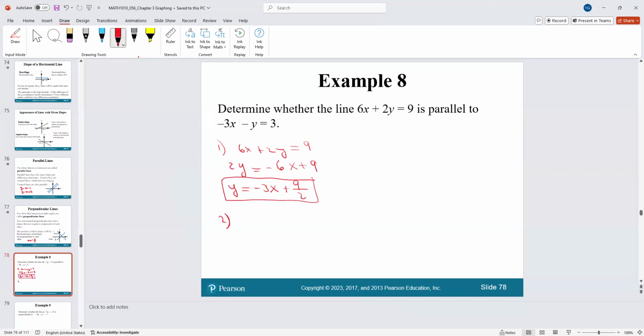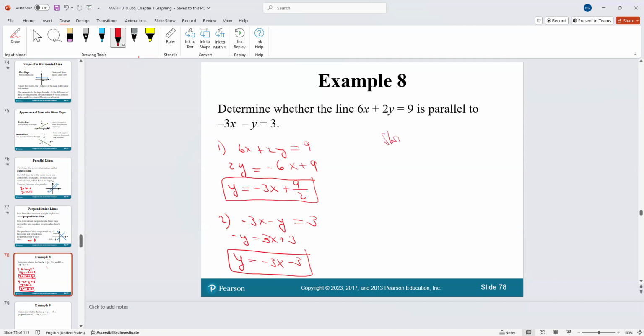For the second equation, we have negative 3x minus y equals 3. If we add 3x on both sides, we're going to have negative y equals positive 3x plus 3. If you multiply by -1, y equals negative 3x minus 3. Again, as you can see here, the slope of both lines is -3.